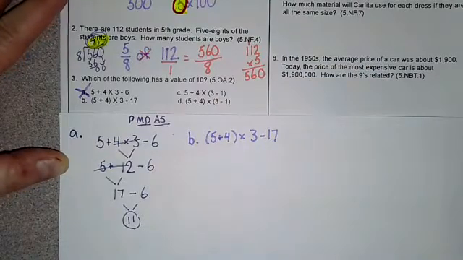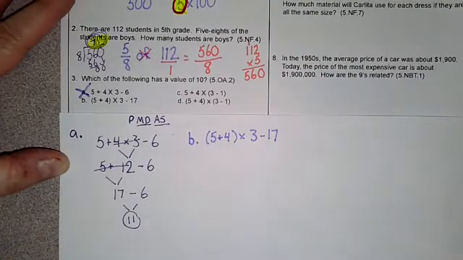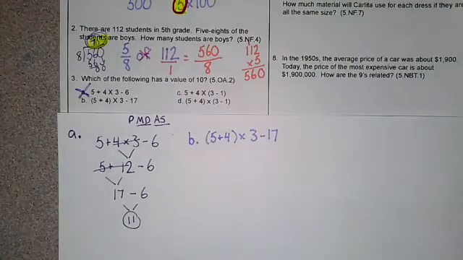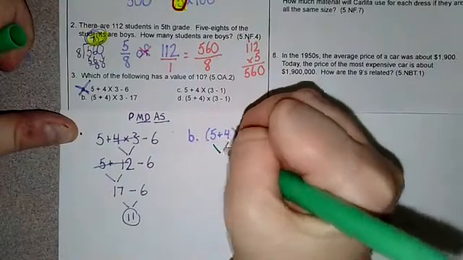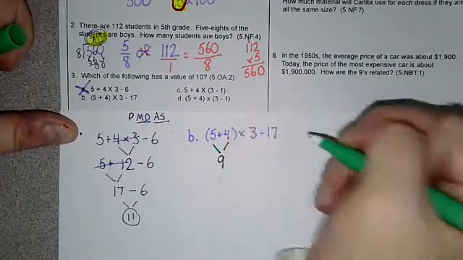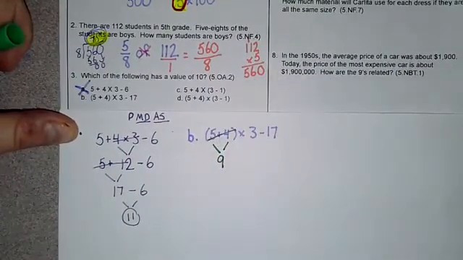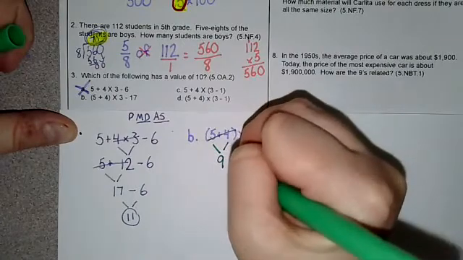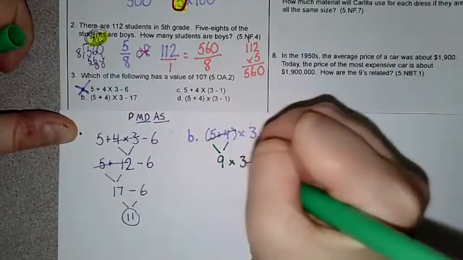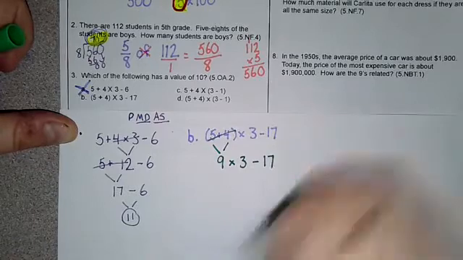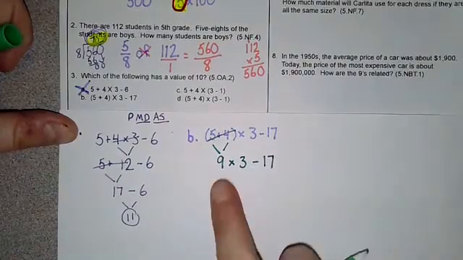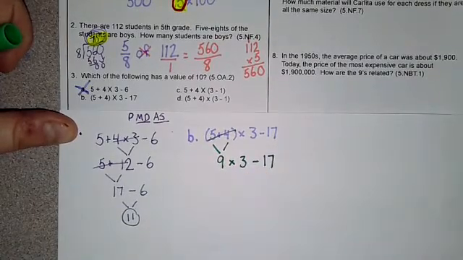All right, what do I do first, Zayden? Very good. Do whatever's in the parentheses. So do 5 plus 4 is 9. Cross that out, then fill in the rest of the problem. 9 times 3 minus 17. Malachi, what do I do next? The multiplication or the subtraction?